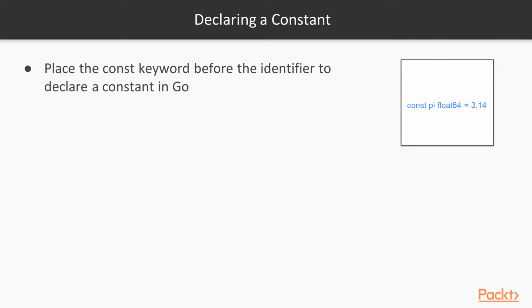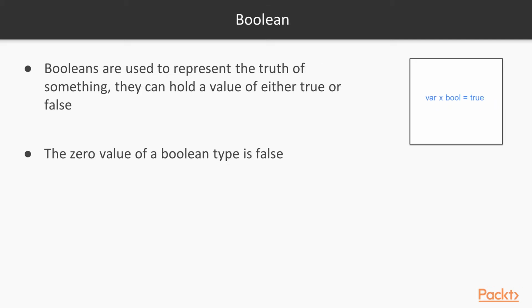Declaring a constant. When we want to declare a constant in Go, we use the const keyword before the identifier. Once we have declared a constant, its value cannot be changed for the life of the program. Now that we know how to declare variables and constants in Go, let's take a look at Go's built-in types.